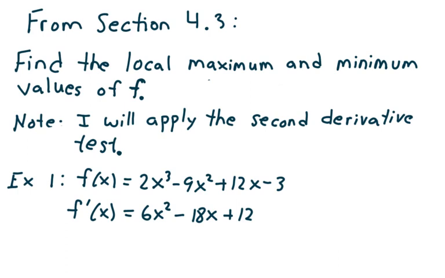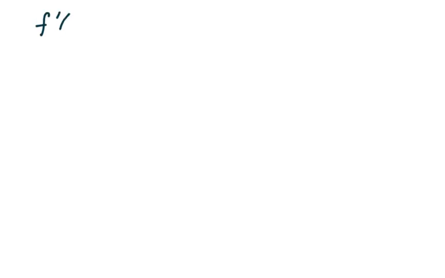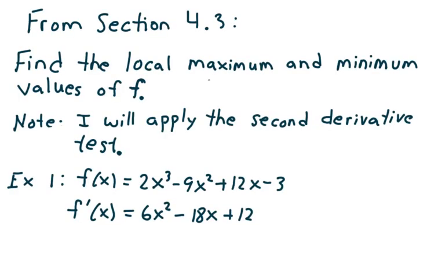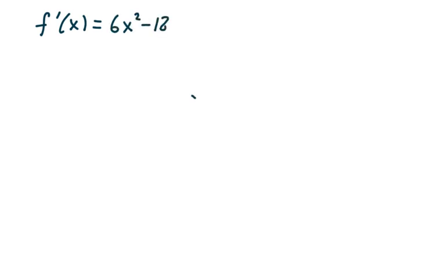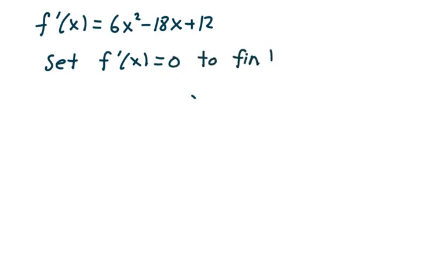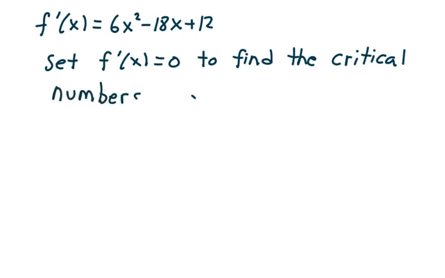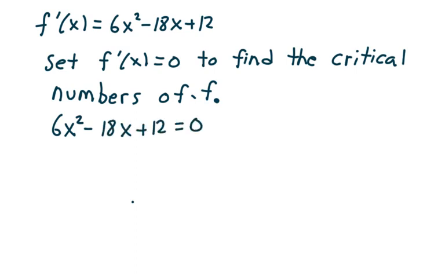Remember, the derivative of x squared is 2x. The derivative of x is 1. Now, we want to find the critical numbers of f. So let's again copy this. f prime of x is 6x squared minus 18x plus 12. What we're going to do is set f prime of x equal to 0 to find the critical numbers of f.